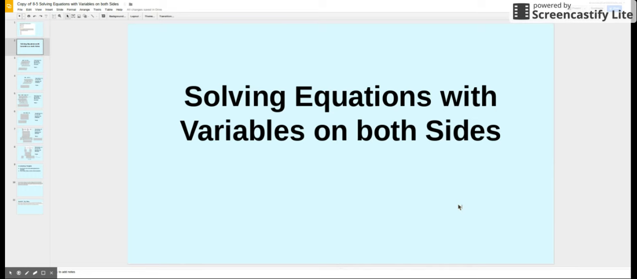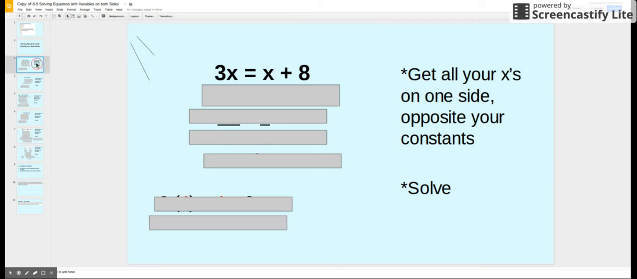Hi there, in this video you're going to learn how to solve equations with variables on both sides. So here's an example of that. I have 3x is equal to x plus 8. If you notice here, I have a variable on both sides. I have x here and I have an x here.